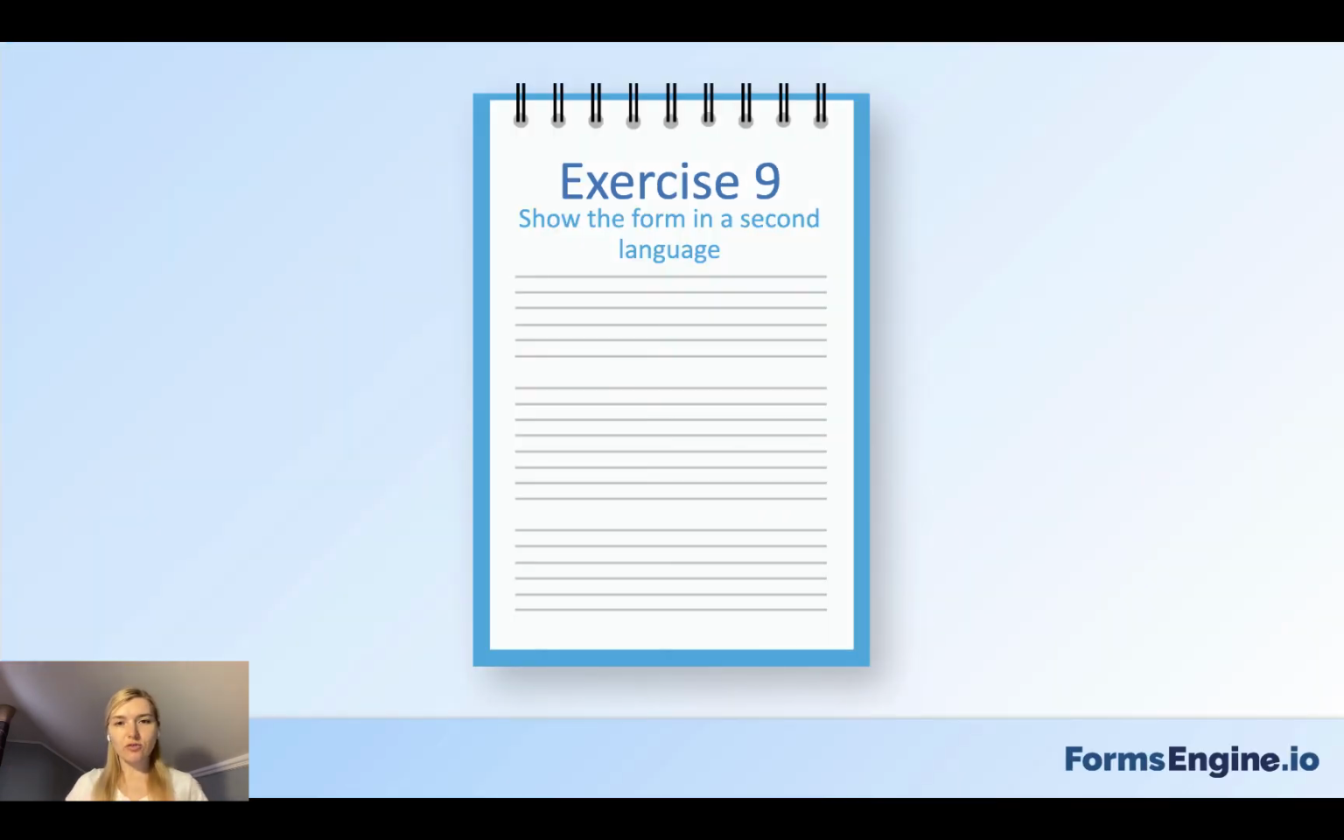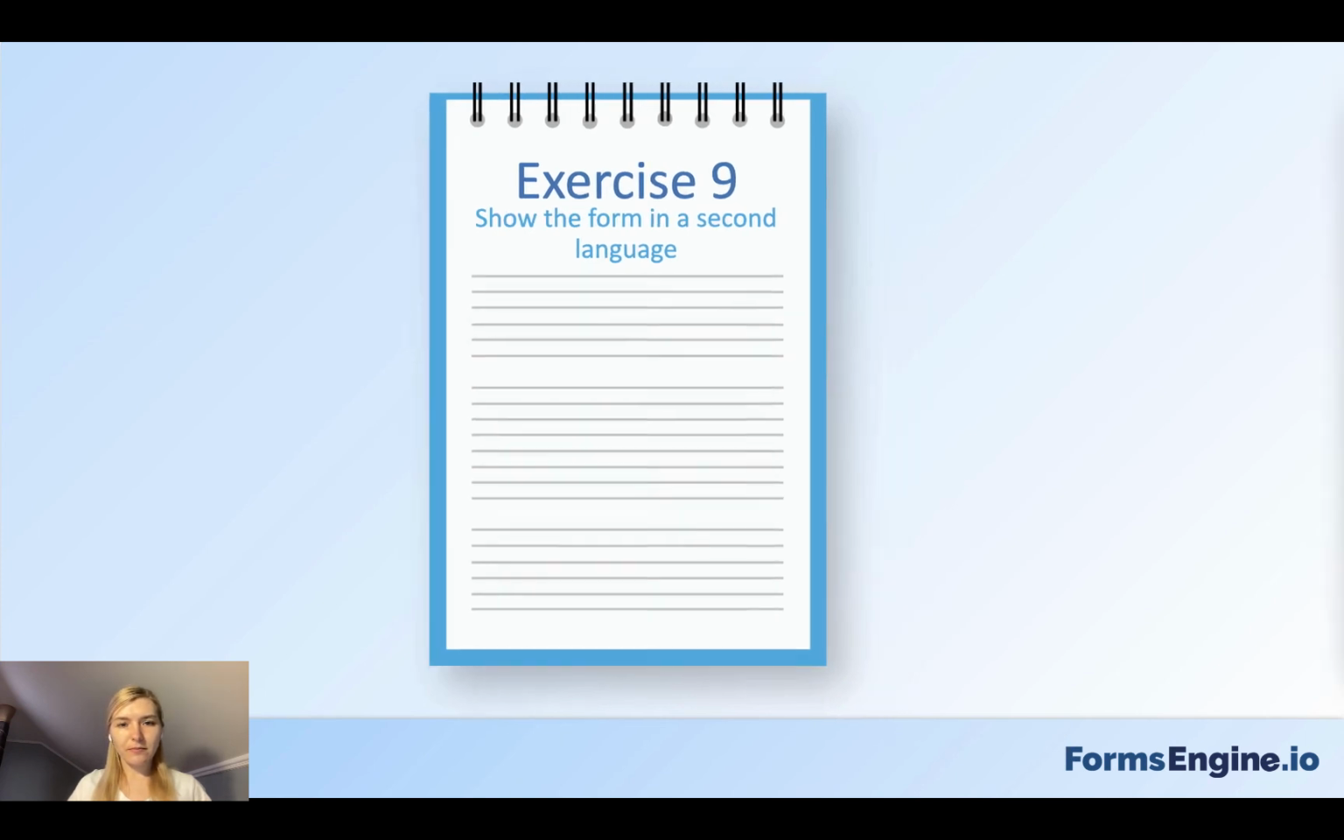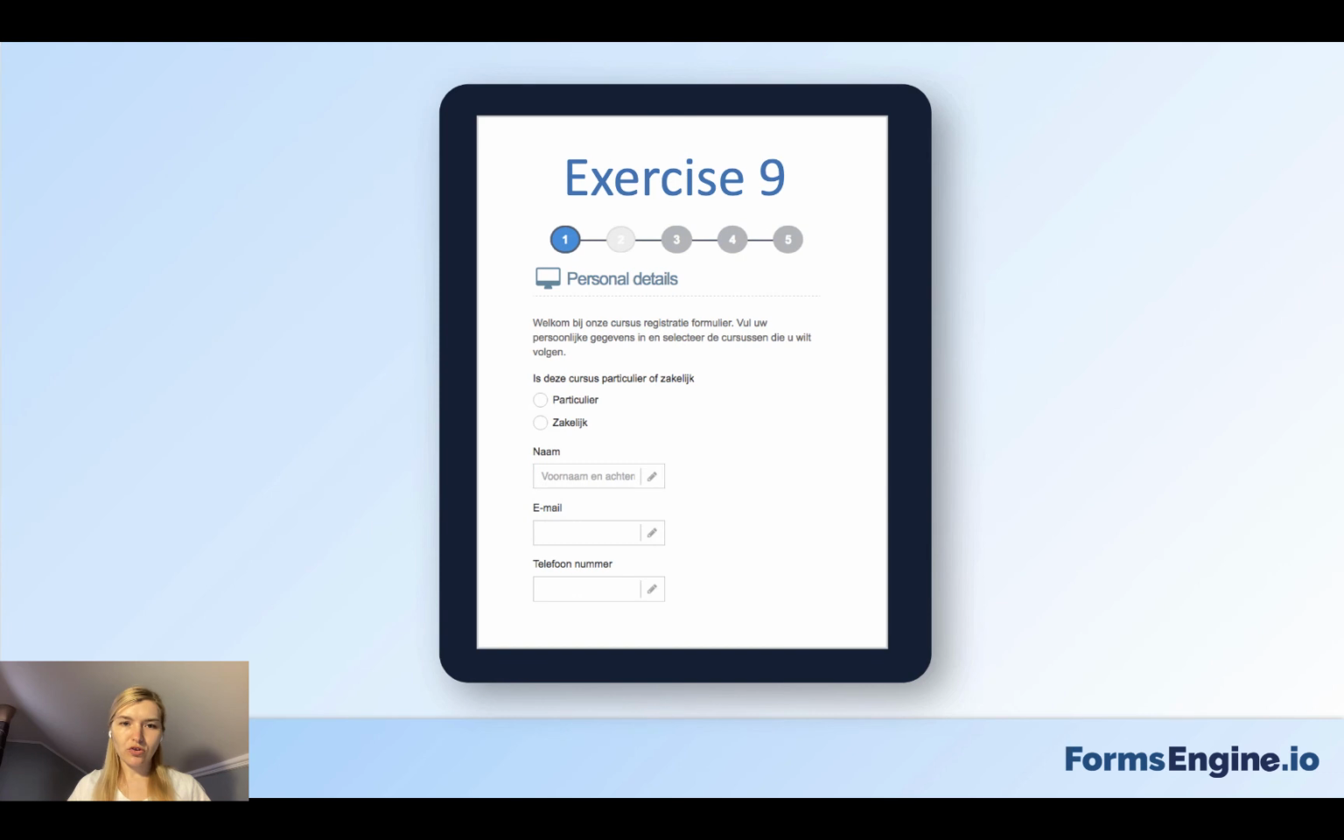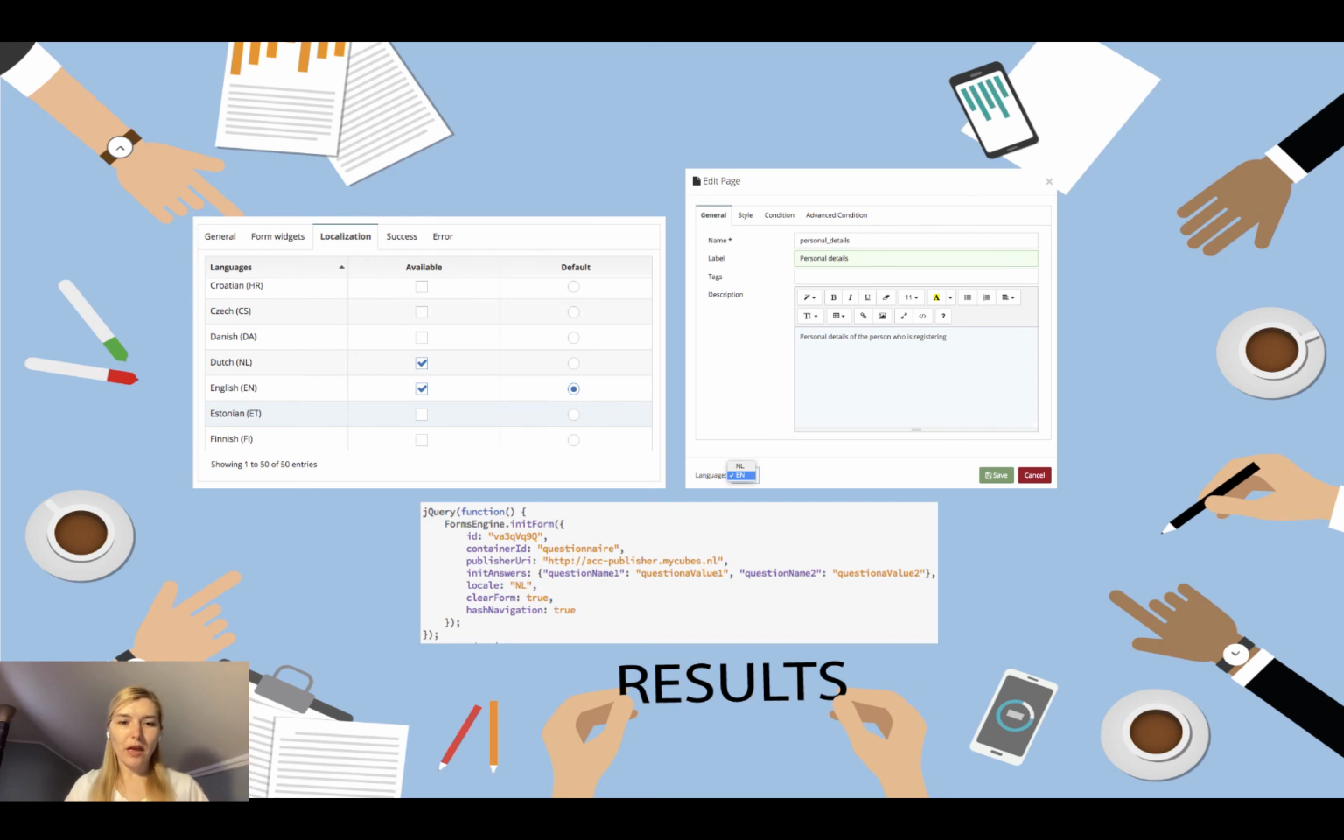And now time to do the exercise number 9. As a result, you should see such a form with provided localization. And here is the example of the changes which you had to do.